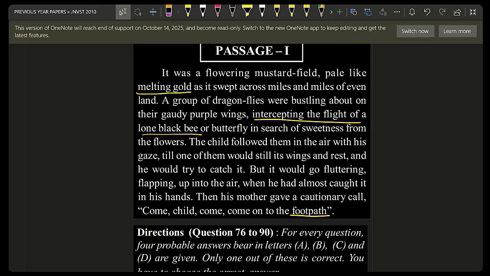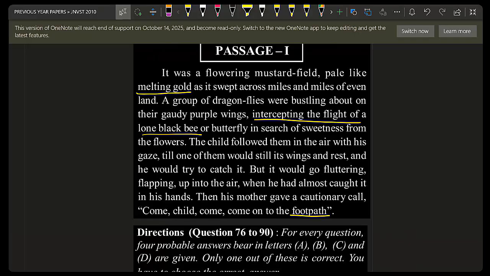Nishan Sai, what is your doubt? Sir, pale means? Pale means light color. Vishwajit. Sir, bustling means? Bustling about on their guard. Bustling means they are going very harshly. That means the wind and everything coming very fast with them.